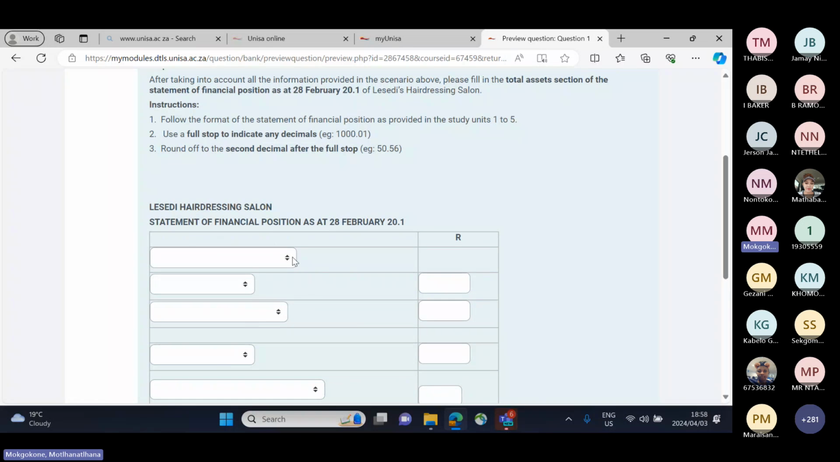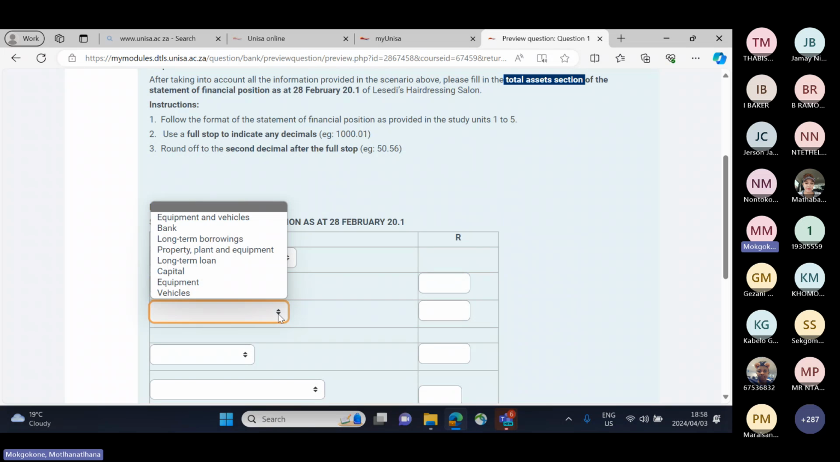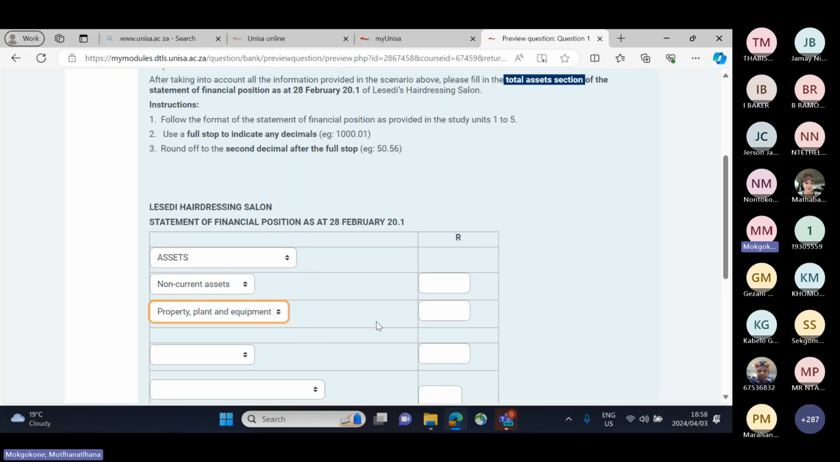Here we can go to the solution. Remember, there are two parts. Here you choose assets, because this is the total assets section. Here you choose non-current assets. As I told you, there are two parts: the assets formed by non-current assets and current assets. Here you must choose the correct answer, which is our property, plant and equipment. And property, plant and equipment can be land and buildings, can be our furniture, can be our equipment.